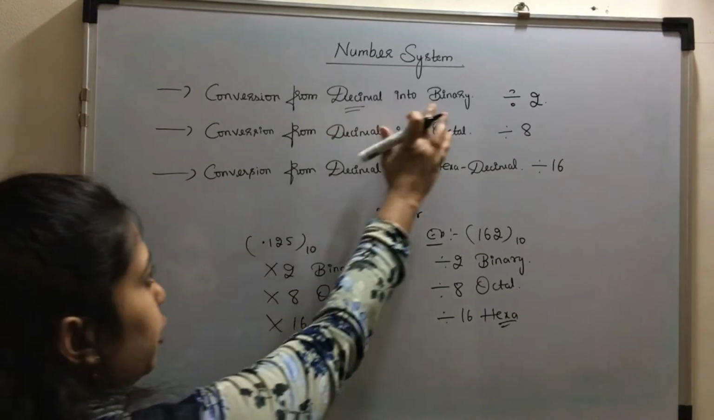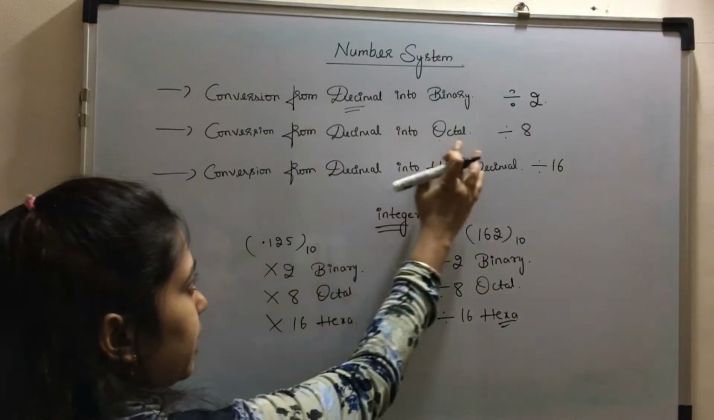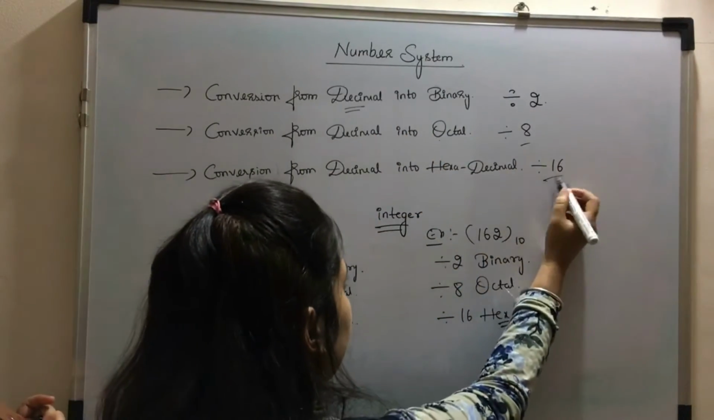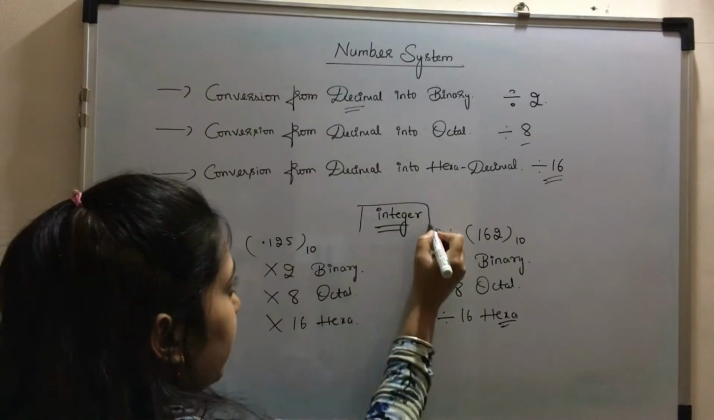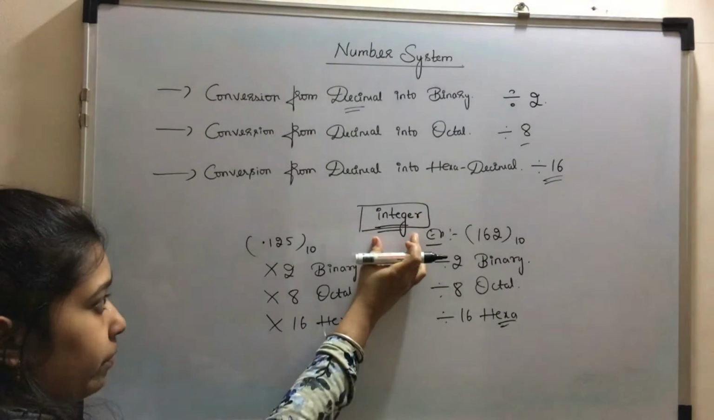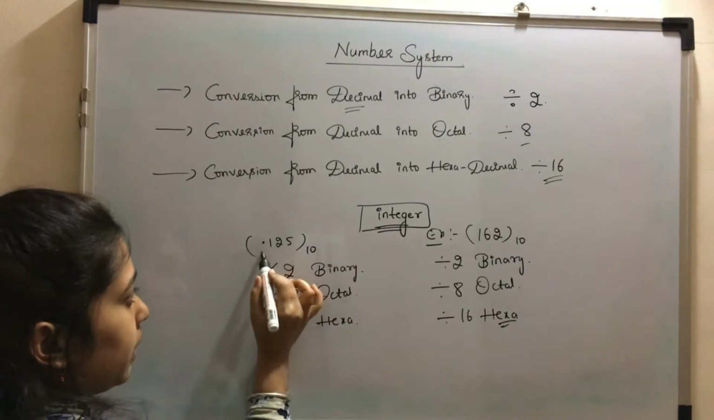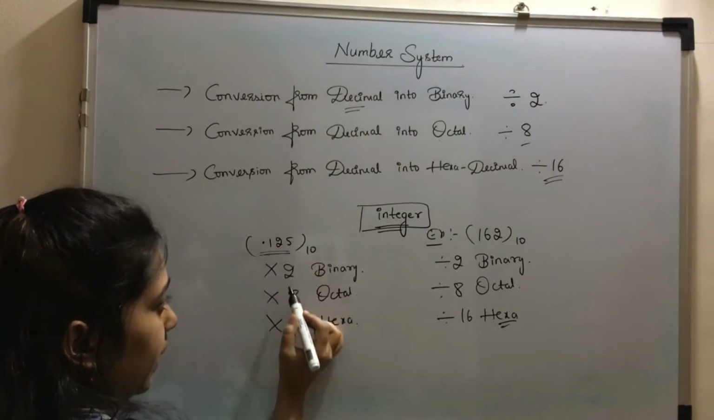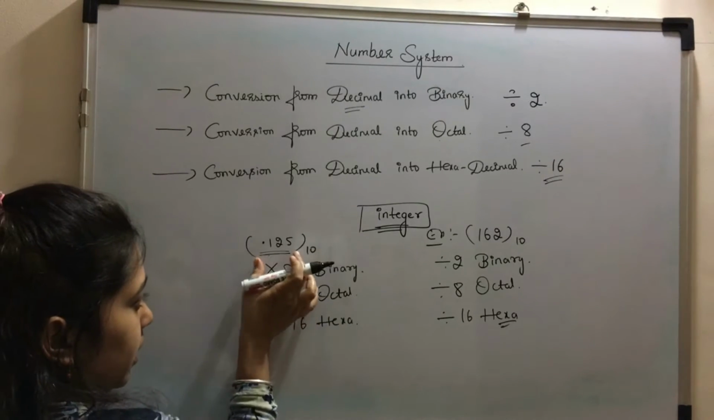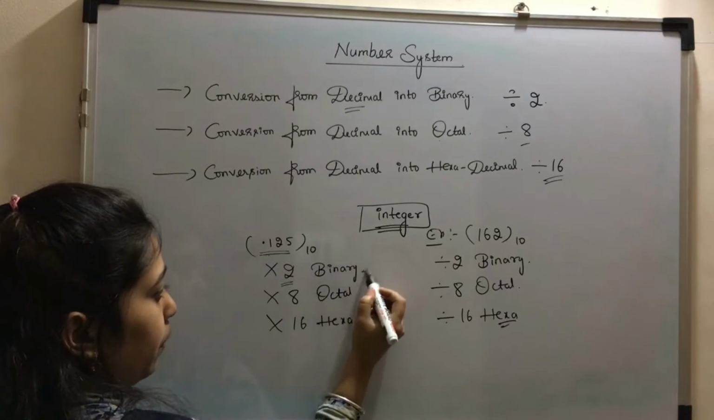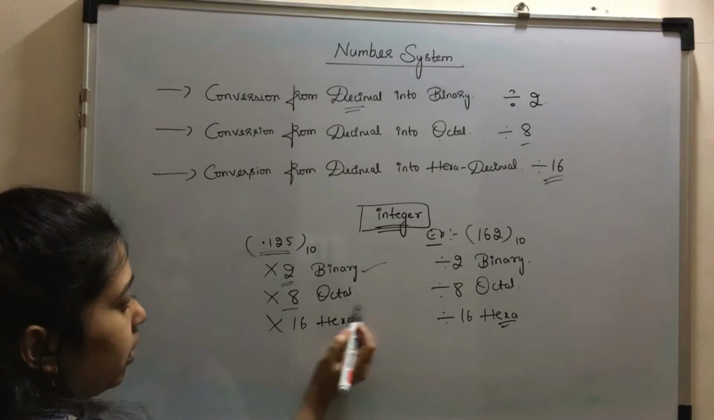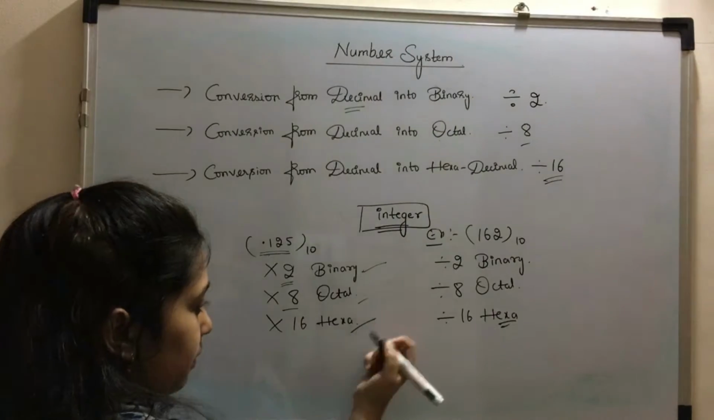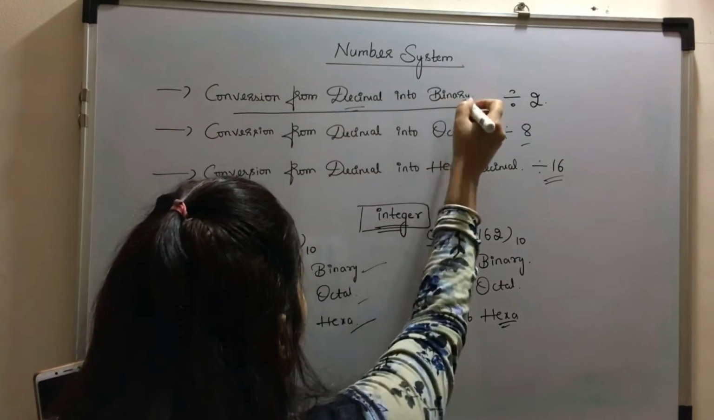To convert from decimal to binary, divide by 2. To convert from decimal to octal, divide by 8. And to convert from decimal to hexadecimal, divide by 16 if the given decimal number is integer. And if the given decimal is fraction, then multiply the given decimal number by 2 to convert it into binary, and multiply by 8 to convert to octal, and multiply by 16 to convert to hexadecimal. First, let us see how to convert from decimal to binary.